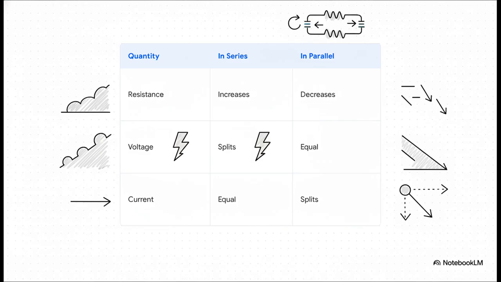For voltage, in a series circuit, voltage splits and gets used up across the individual components. In parallel, voltage absolutely does not split, it is equal in all branches. And finally, current. In series, current does not split at all. It's equal to the total current everywhere. But in parallel, the current splits into the different branches. It doesn't get used up, remember, it simply prefers the path of least resistance.